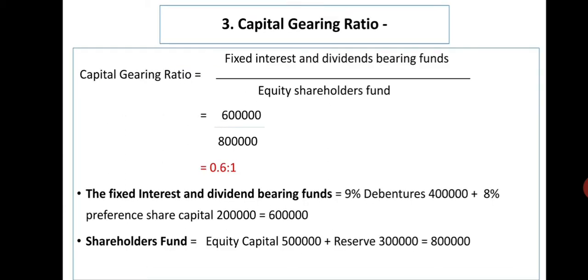Now third one is capital gearing ratio. So what is the formula? Fixed interest and dividend bearing funds divided by equity shareholders fund. So here in the problem, fixed interest and dividend bearing funds includes two things: 9% debentures, that is of 4 lakh, and 8% preference share capital is of 2 lakh. So it is 6 lakh. And equity shareholders fund means equity capital 5 lakh and reserves 3 lakh. So it is 8 lakh. So 6 lakh divided by 8 lakh, it comes to 0.6:1.